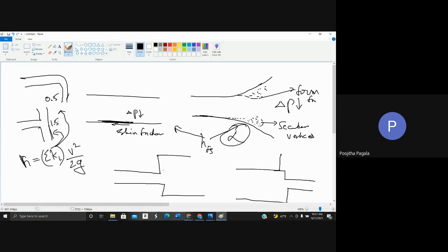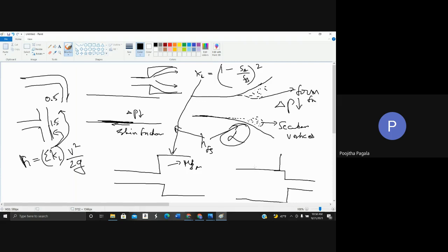Similarly, you can also develop an analytical relation for KL using mass balance and momentum balance for expansion. So when it expands, it looks like this. And the relation is KL is equal to, I'm not sure, I think it's 1 minus SA by SB whole square. You can check the derivation and the KL value for this case, sudden expansion.